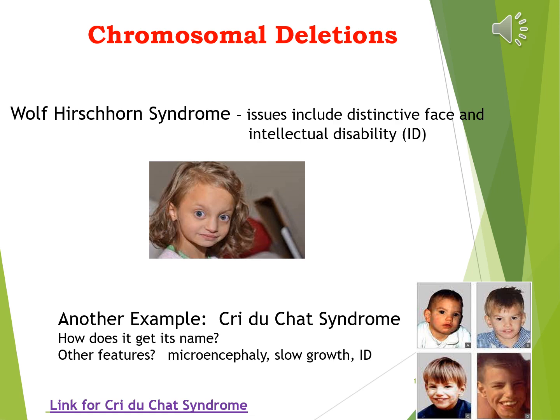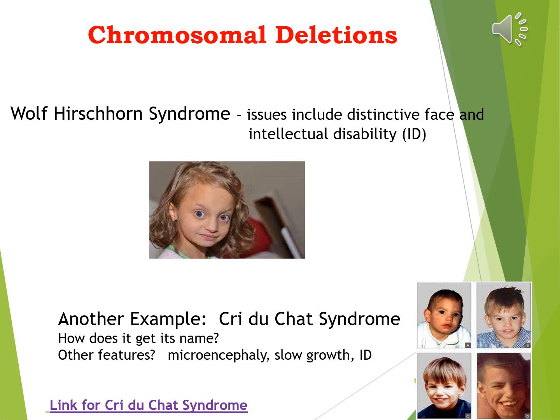Let's consider 2 of the more prevalent, although they're very uncommon, chromosomal deletions. First one, Wolff-Hirschhorn syndrome. It produces a very distinctive face, and the child will be intellectually disabled. The deletion is related to chromosome number 4.